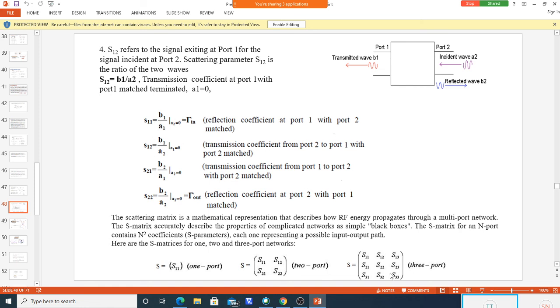Similarly, for a three-port network, you can define three-port network parameters. We can define.